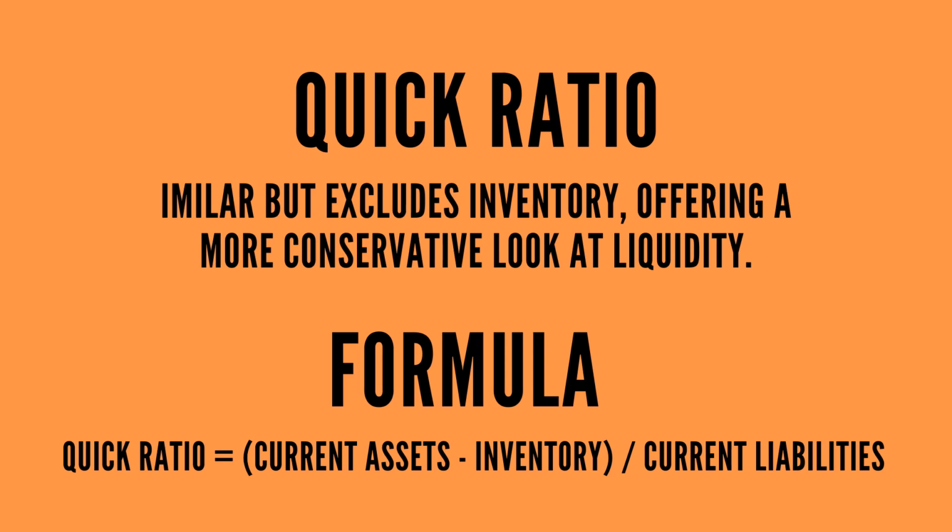Quick ratio is similar but excludes inventory, offering a more conservative look at liquidity. Quick ratio equals current assets minus inventory divided by current liabilities. Example, a company with $50,000 in cash, $10,000 in inventory, and $25,000 in liabilities has a quick ratio of 2.0.